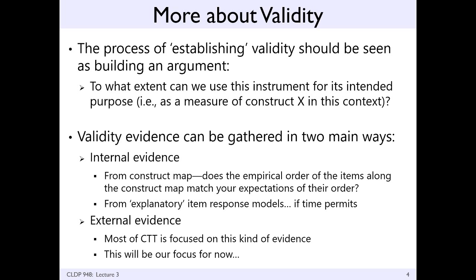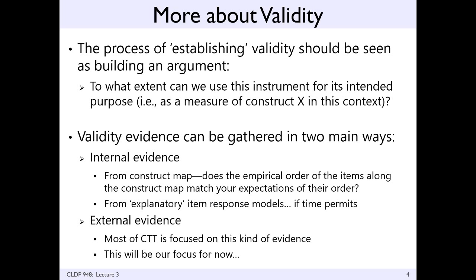Those types of evidence can be found from what's called explanatory latent trait models. It's the idea that you would build a regression model within your measurement model that predicts why certain items are harder than others or more discriminating than others. And so you get some sort of test as to what properties make items more or less difficult. But most of the time, people are focused on external evidence for validity instead.